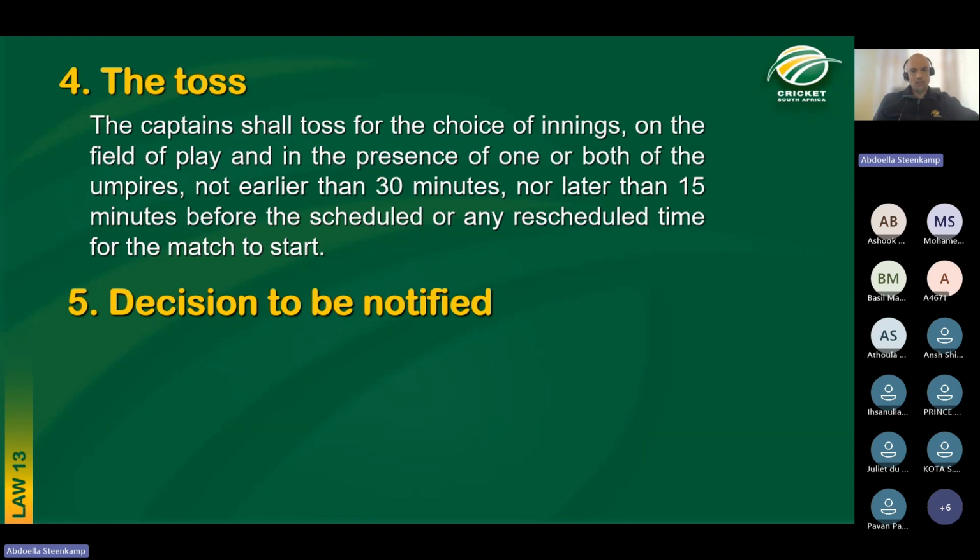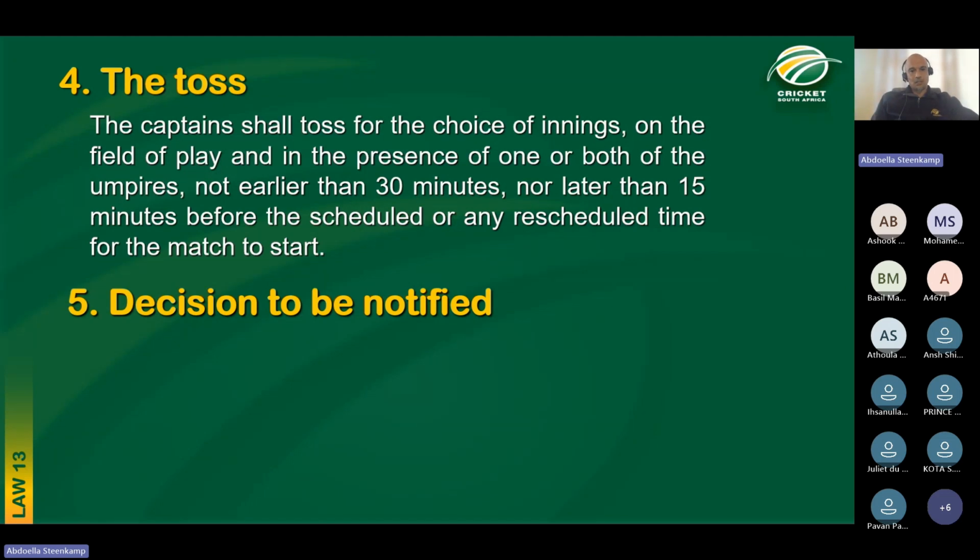So now we know who needs to be there. Where does it take place? According to the law, anywhere on the field of play. So as soon as you put your foot over the boundary rope, you've stepped onto the field of play. Technically, according to the law, that's where the toss can take place. But we all know, customarily, and it's been so for centuries already, the toss takes place on the square right next to the match pitch.